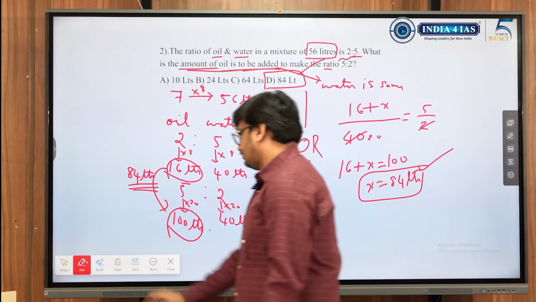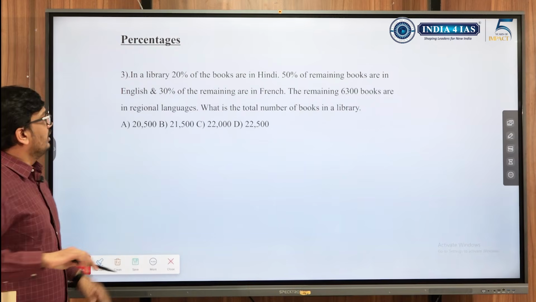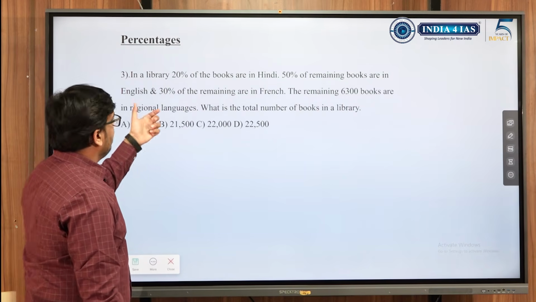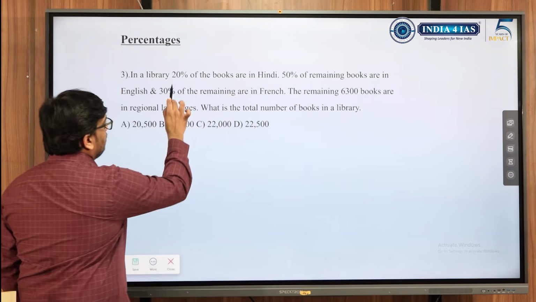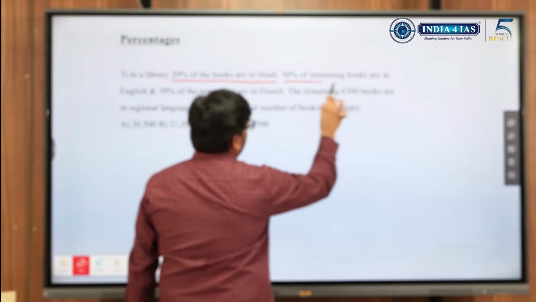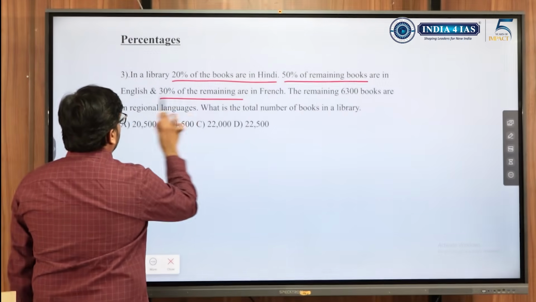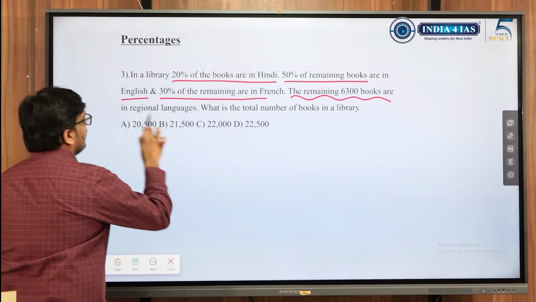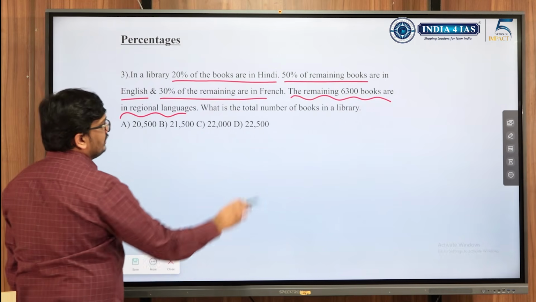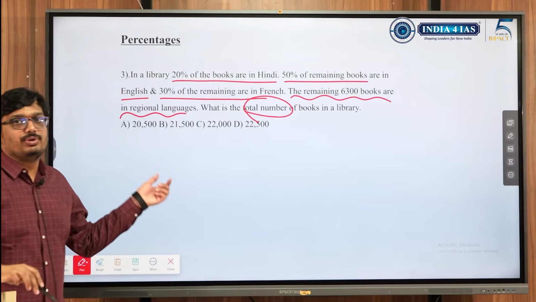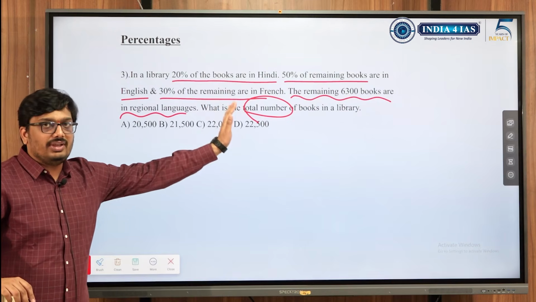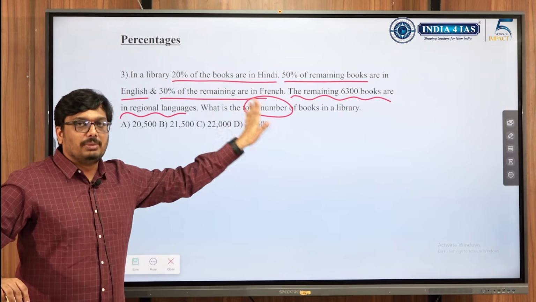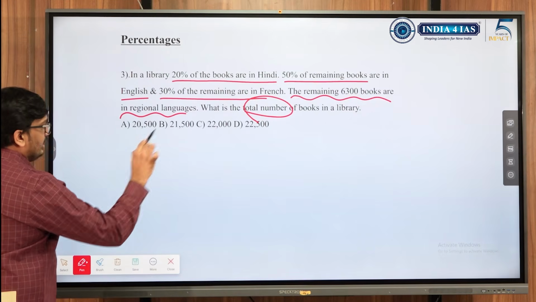Next question from percentages. In a library 20% of the books are in Hindi, 50% of the remaining books are in English and 30% of the remaining books are in French. Always underline the keyword, it will be helpful to you to solve the question. The remaining 6300 books are in regional languages. You should find the total number of books in a library. Total means, if you see any keyword in a question, total, maximum, original, monthly salary, this will be equal to 100%.